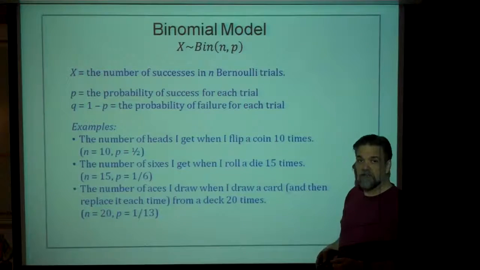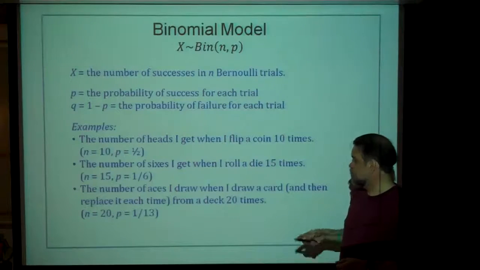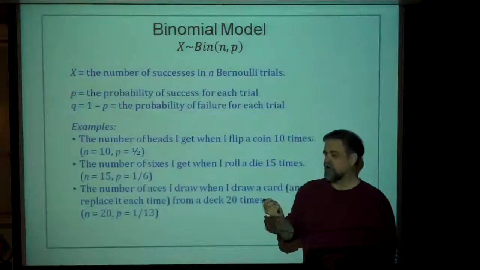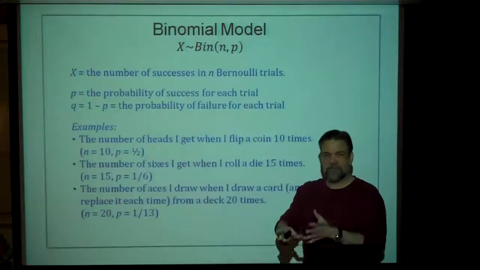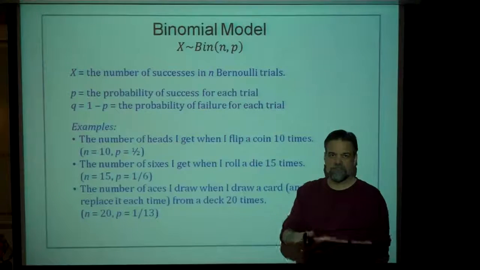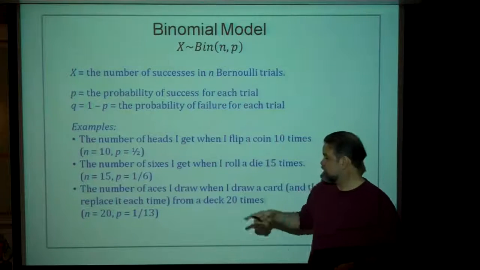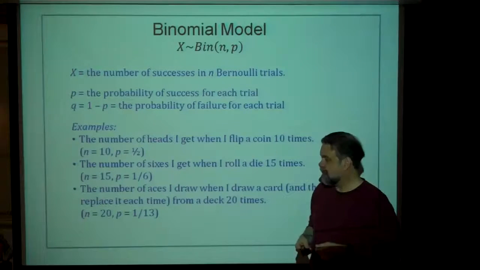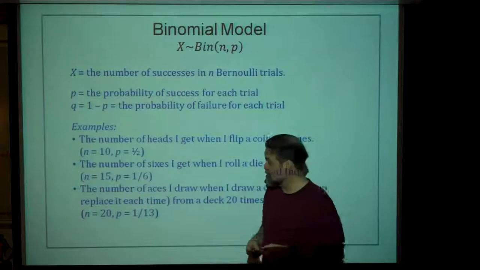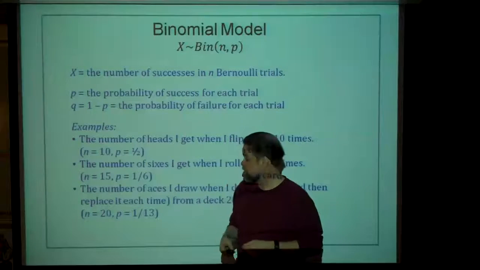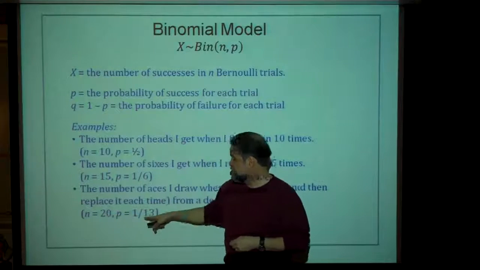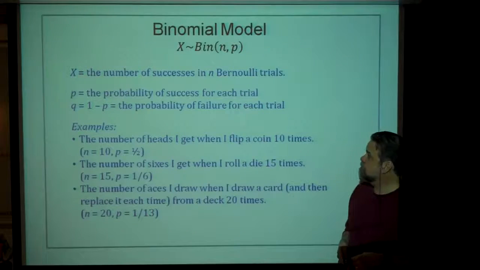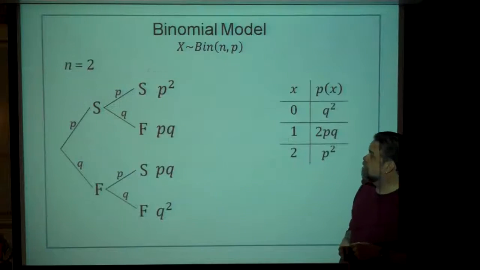Or, again, the number of aces when I draw a card from a deck and replace it each time, 20 times. So I draw a card, I look at it, I put it back, I shuffle it, and I do that 20 times, and then I ask, how many aces did I get from that procedure? That number of successes would be a binomial random variable where n is 20 and p is 1/13, because there's 4 aces out of 52 cards. Okay? That's my binomial random variable.